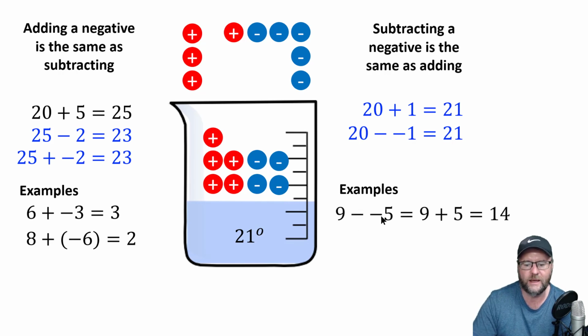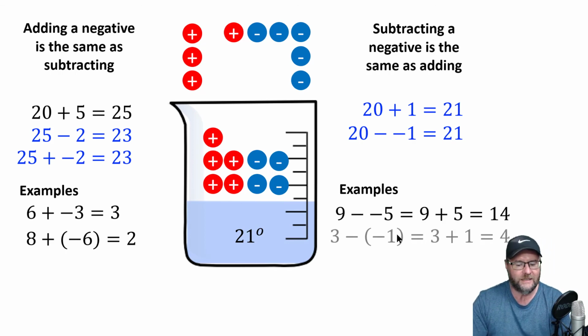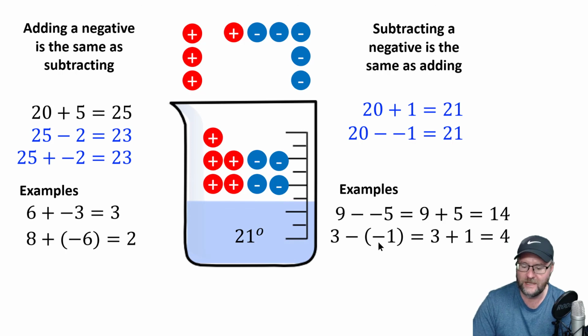What about over here on this side? 9 take away negative 5. Now we said subtracting a negative is just adding. So these two negatives make a positive. So it will be 9 plus 5, which gives me 14. Finally, you might also see, like I said, negative numbers written inside brackets. Well, the same thing's going on here. I'm still subtracting a negative number. Two negatives make a positive. So 3 plus 1 gives me 4.